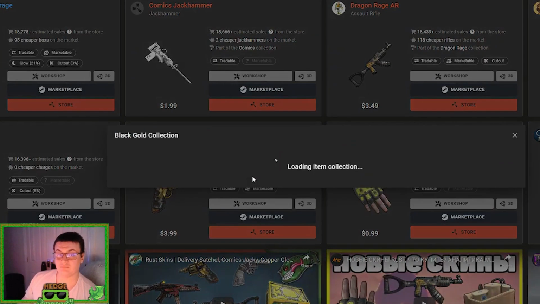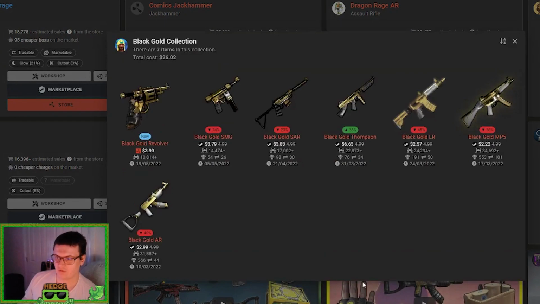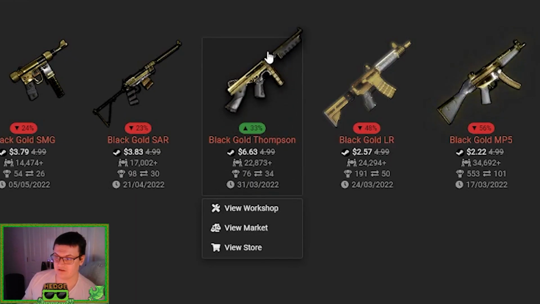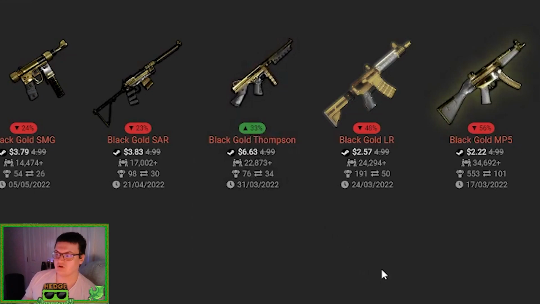Now when we look at all of the Black Gold skins, you can see a lot of them have been doing badly, but the Black Gold Thompson has done very nicely. That's because of the amount that were bought compared to the amount that the Thompson gets used in game, it's a very nice, healthy comparison. When you look at the amount that were bought for the MP5, there's far too many bought in excess.